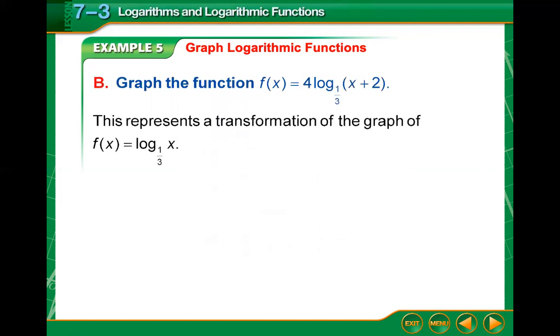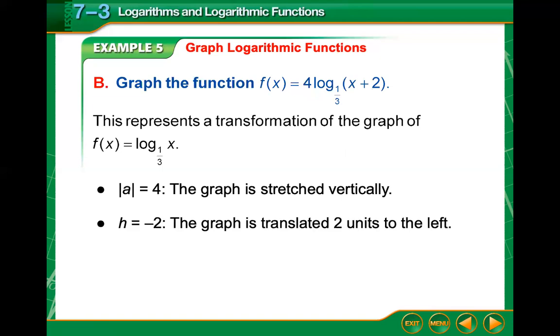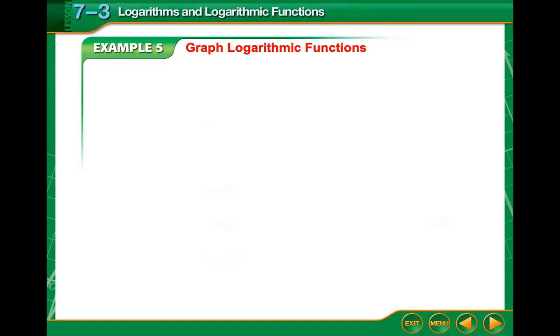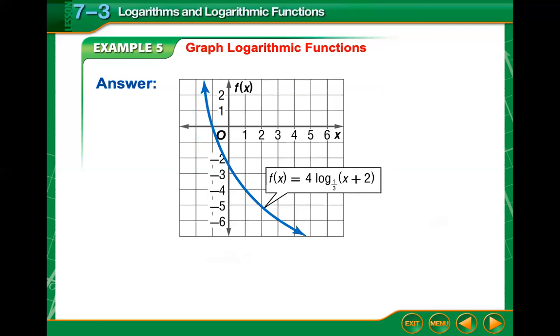So here we have A is 4, so it's a stretch, it's growing faster. And notice here we have parentheses. So this is how I know it's a horizontal shift of -2. So we're going to go to the left 2 units. And that does change this.